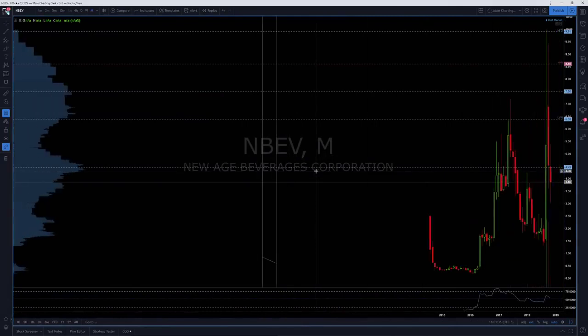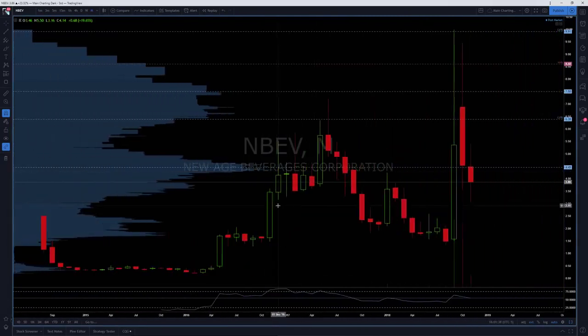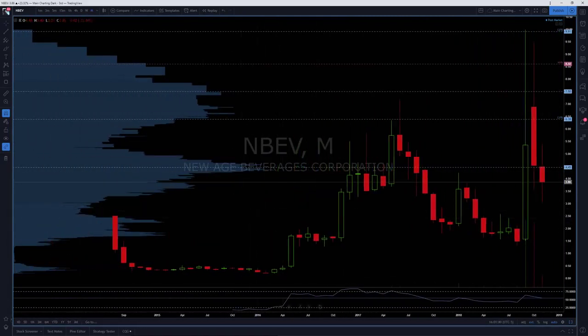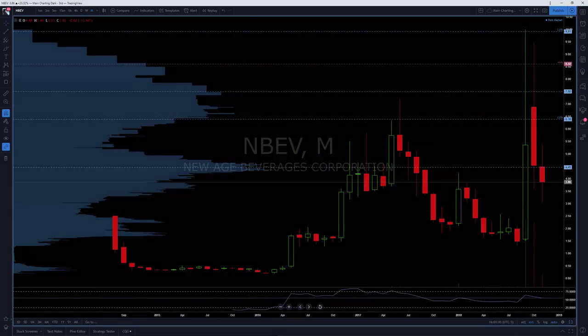Okay, so we're going to go out to the monthly here on NBEV. First things first, top-down analysis. I'm going to use volume profile, I'm going to use structure, and I'm going to use my time analysis. Monthly, as far as it goes back on NBEV, the first thing I notice is that on the higher time frame, this stock is moving higher. So what is my bias? My bias is bullish if I'm trading on the monthly.